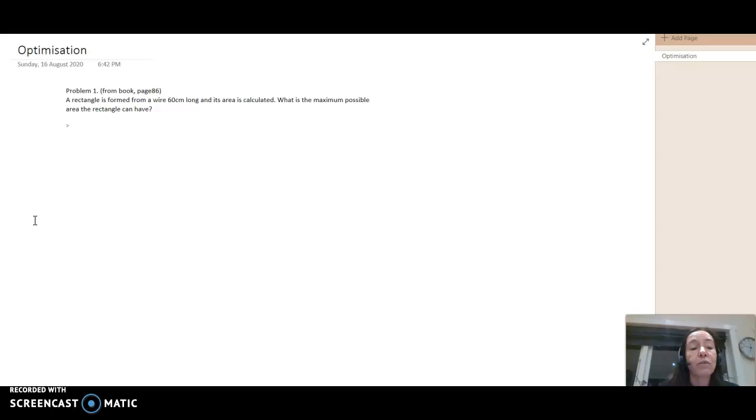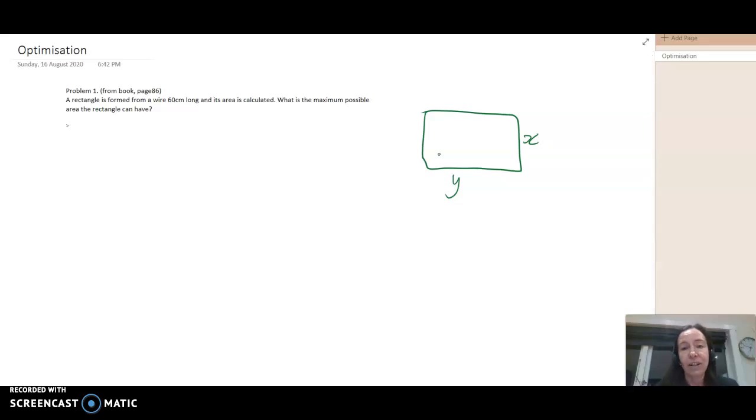A rectangle is formed from a wire that's 60 centimeters long, and its area is calculated. What is the maximum possible area the rectangle can have? Now, in an example like this where we do not have a diagram, the best thing to do is to draw a diagram. So I am just going to draw my rectangle and label the sides. So I'm just going to go X and Y first of all, but I do want both of my sides in terms of one variable.